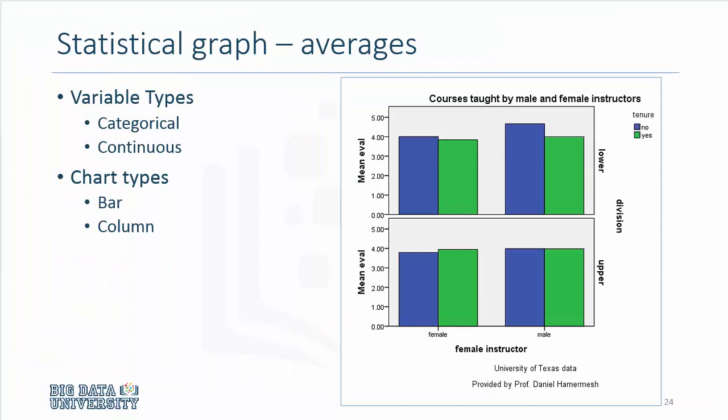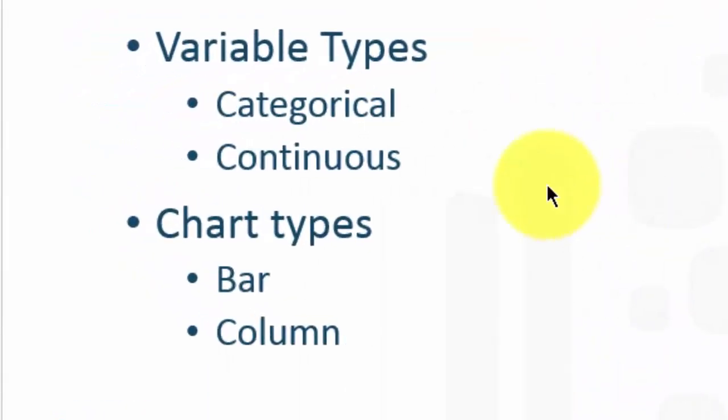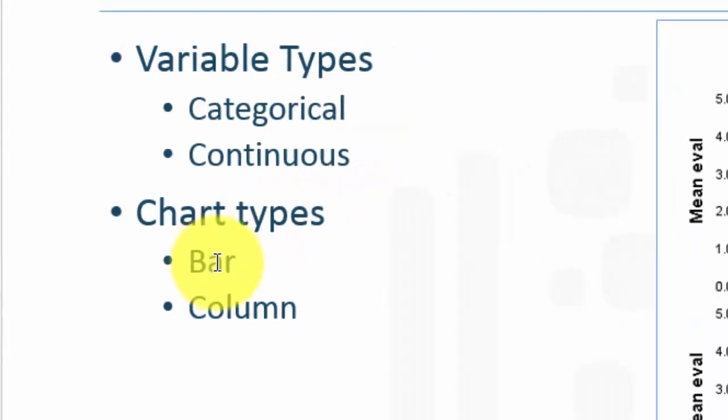Lastly, we are presenting not just the counts but averages. We have two types of variables: categorical variables for gender and upper and lower division courses, and we would like to find that mean or average teaching evaluation score, which is a continuous variable. So when you have categorical and continuous variables and you would like to show the relationships between the two, the choices are either bar charts or column charts.